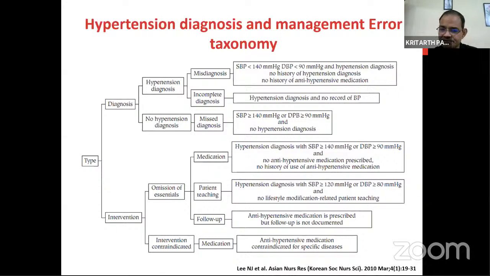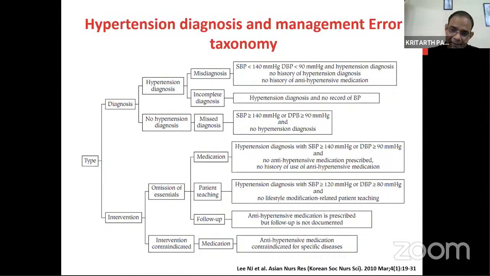Patient diagnosis was made. Hypertension was there, but no anti-hypertension medication was prescribed, or no history of use of anti-hypertension medication was taken. Sometimes the patient comes to your clinic without any medication, and blood pressure is normal, but the patient was already on anti-hypertensives. You assure him that you are okay, the BP is normal, so nothing to do. But the patient was hypertensive. These mistakes should be taken up.